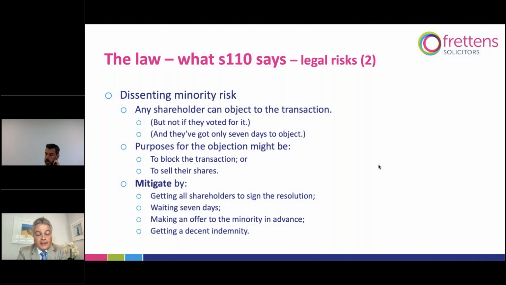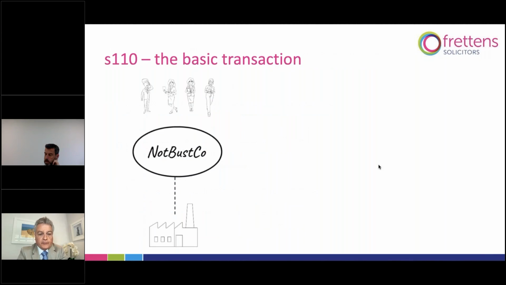And again, as with so many MVLs, you would want to get a decent indemnity. And again, remember the stamp duty trap here. I'll go through a little diagram that will show how a Section 110 transaction would work if it just follows the basic outline mentioned in the legislation itself.